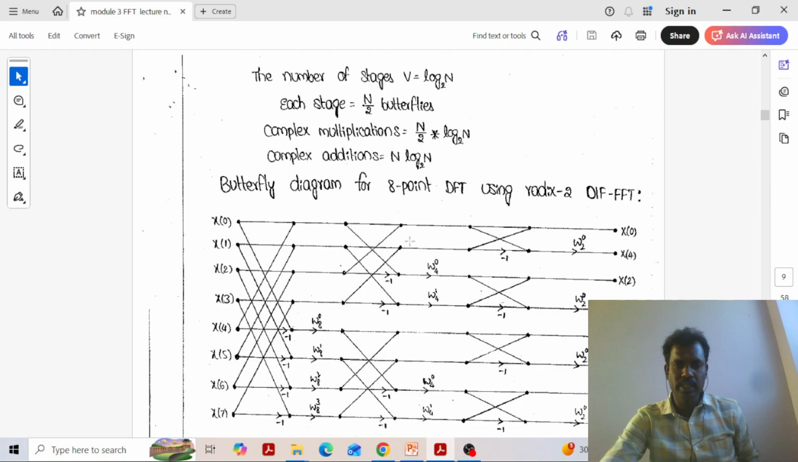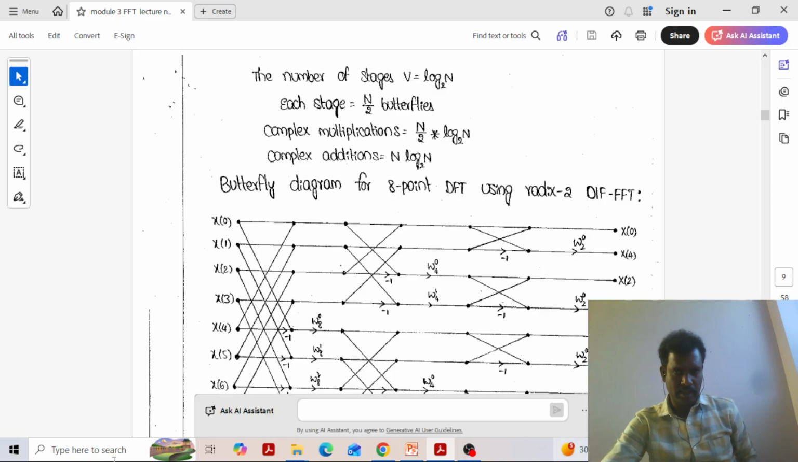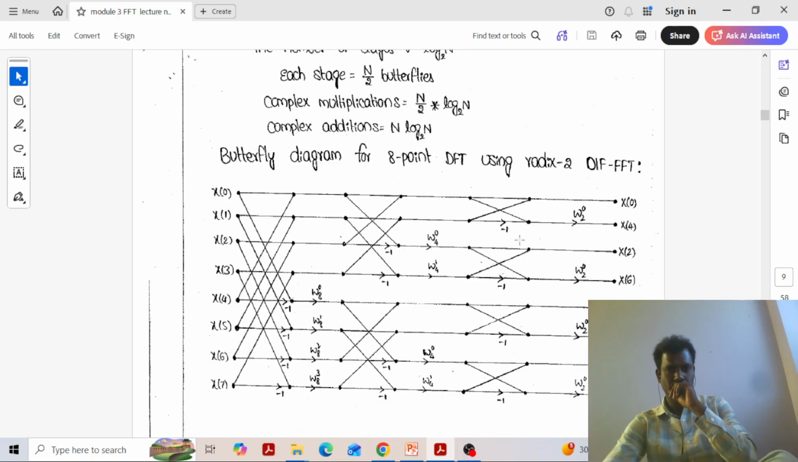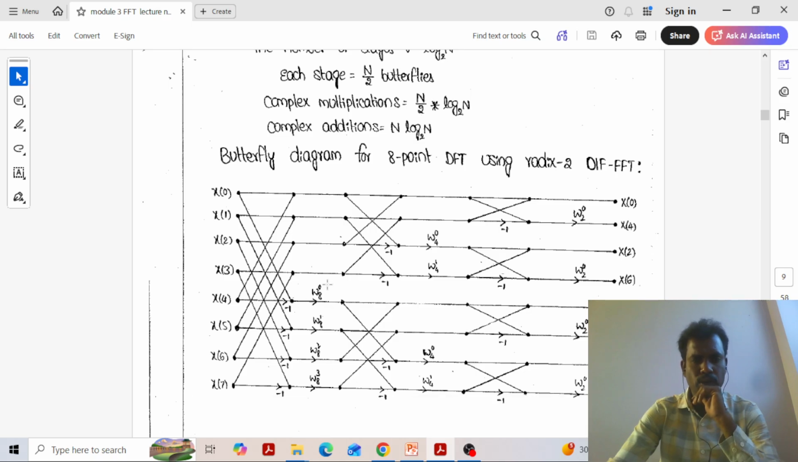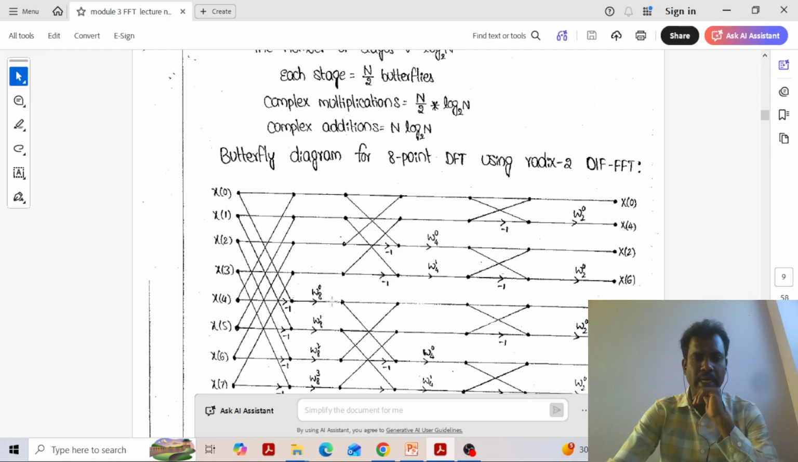First half is added with the second half, and the first half is subtracted with the second half and multiplied with the twiddle factor. So it will be repeated in the same manner. The computations in every stage: to find 8 outputs, we calculate only 4 twiddle factors. Those 4 twiddle factors are multiplied here. So only 4 multiplications are performed, but additions are 8. N additions, N by 2 multiplications.